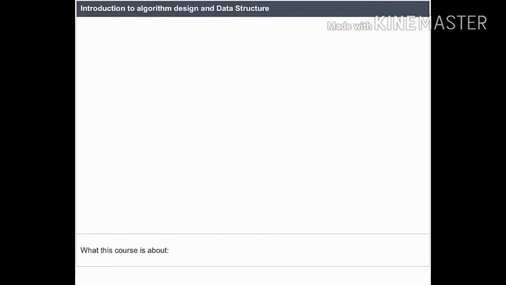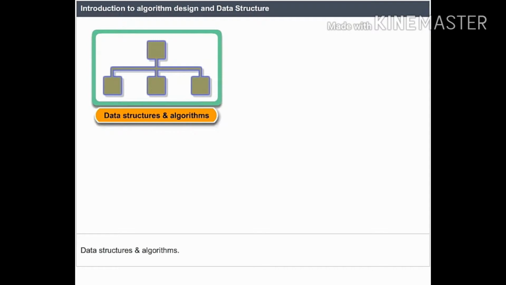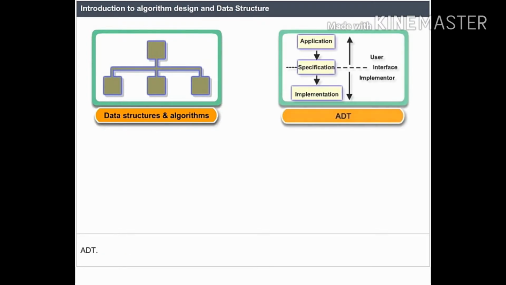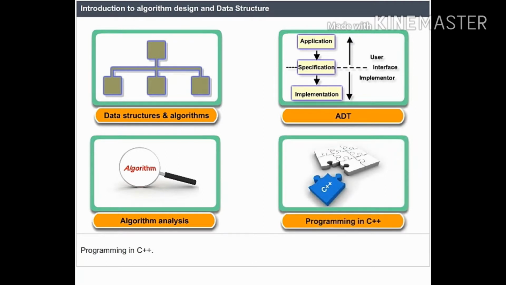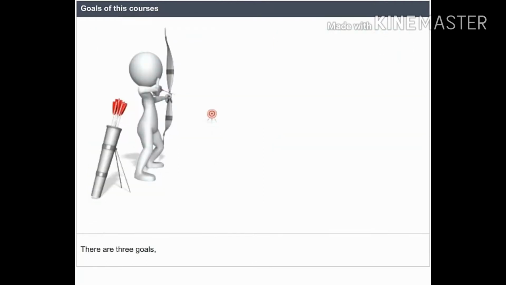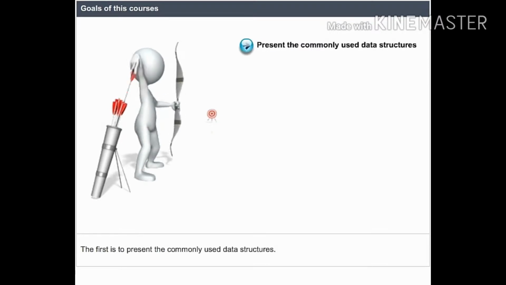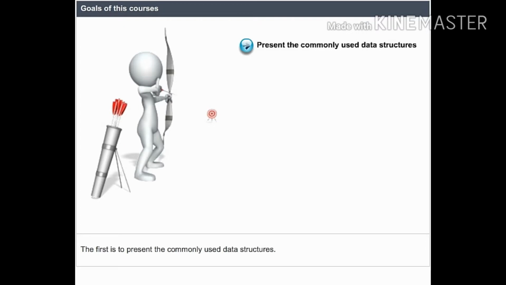Introduction to algorithm design and data structures. What this course is about: data structures and algorithms, ADT, algorithm analysis, programming in C++. Goals of this course. There are 3 goals. The first is to present the commonly used data structures.